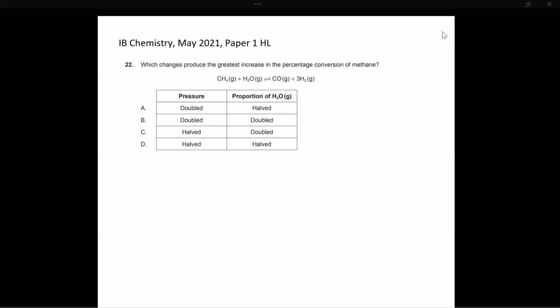In this, they've asked us, which changes produce the greatest increase in the percentage conversion of methane? And then they've given us this equation over here, which is an equilibrium. And over here, we can see that methane is combining with water to produce carbon monoxide and some hydrogen gas.